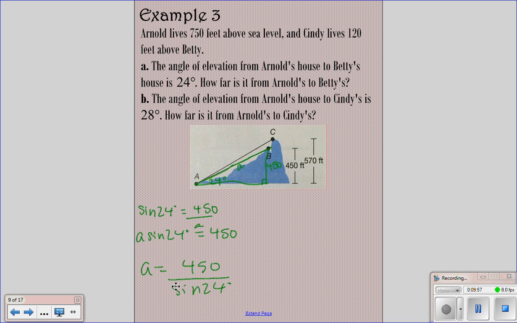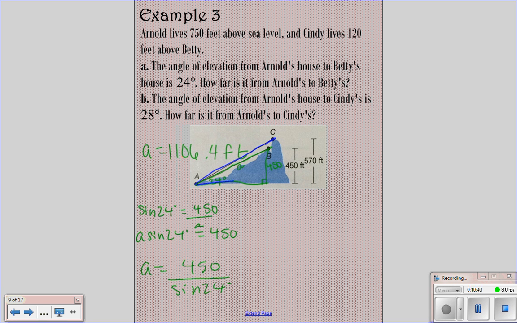And so you've got to plug that into your calculator, and you should get 1,106.4 feet. Okay, so that'd be your part A. For part B, the angle of elevation from Arnold's to Cindy, so from here to here, is 28 degrees.